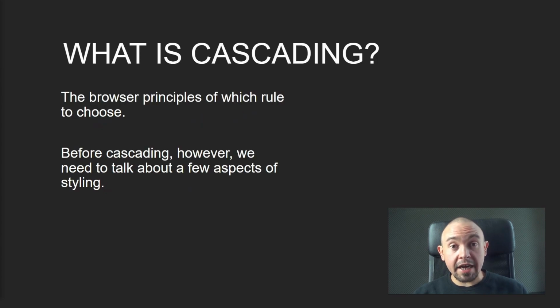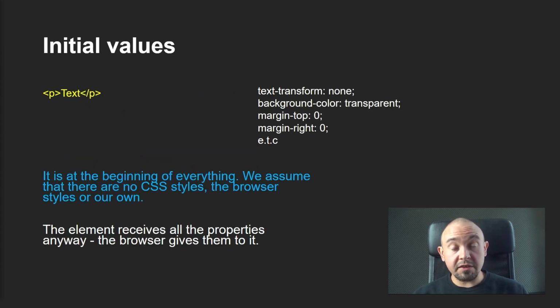But what is this whole cascading? These are the principles for the browser, thanks to which the browser can choose the appropriate CSS rule to apply to a specific element. Cascading also tells the developer creating a website which CSS rule the browser will choose. So knowing the principles of cascading, we can be sure of what will happen on our website: which CSS rule will be chosen by the browser for a certain element. But let's start from the very beginning, from the initial values.